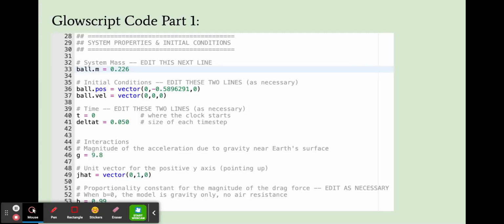Okay, so here's my GlowScript code. This code is modeled off of the code from Lab 2, and the ball here is the slinky, so anytime it says ball, it's slinky. I changed the slinky's mass, initial position, initial velocity, t, delta t, and b to match the initial conditions already mentioned, and the ones in the Tracker video.